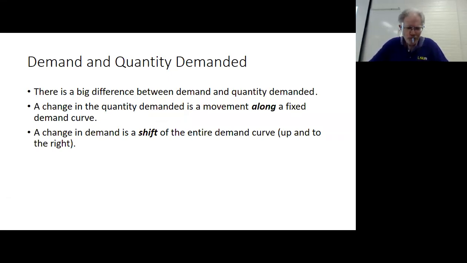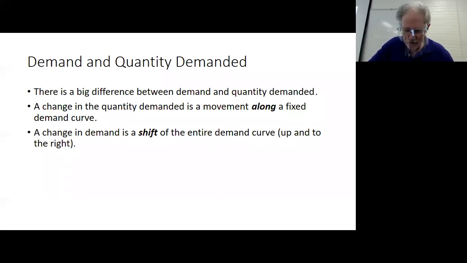All right, things you want to be sure you understand really well. Demand and quantity demanded, they are not the same thing. Demand refers to the whole demand curve. Quantity demanded refers to a particular quantity that consumers will want to buy at a particular price. A change in the quantity demanded is a movement along a fixed demand curve.